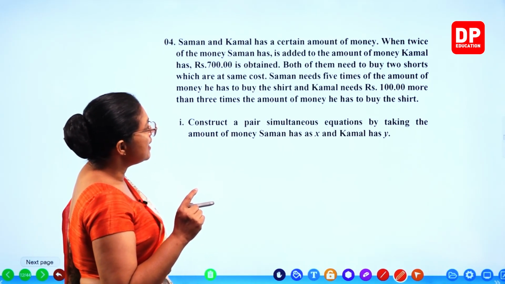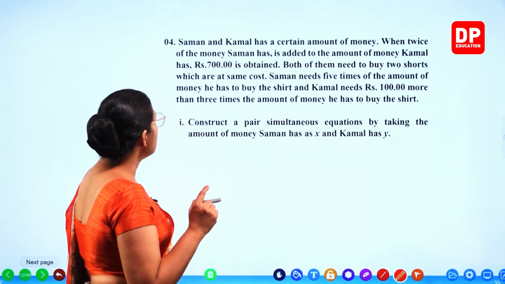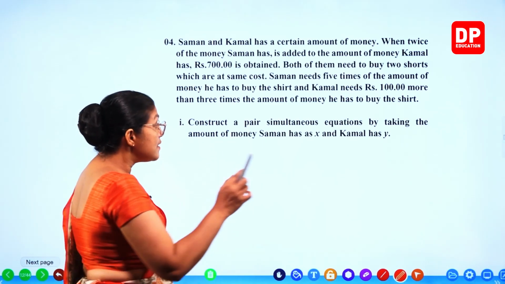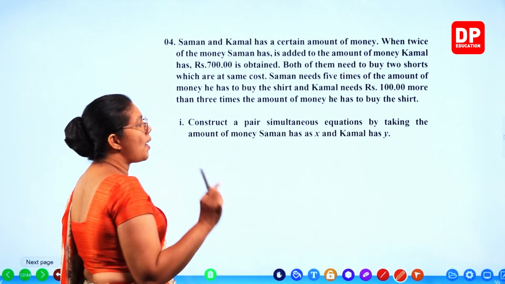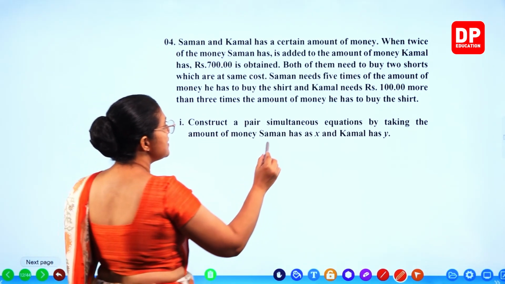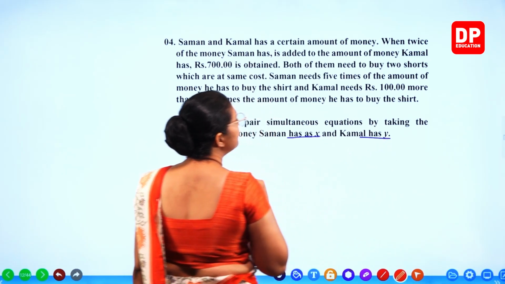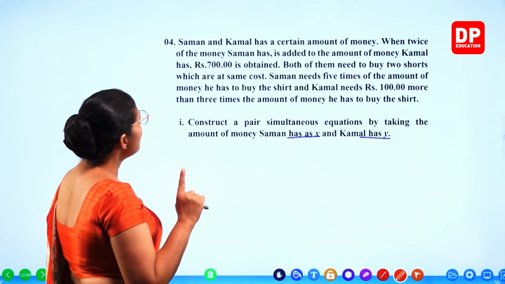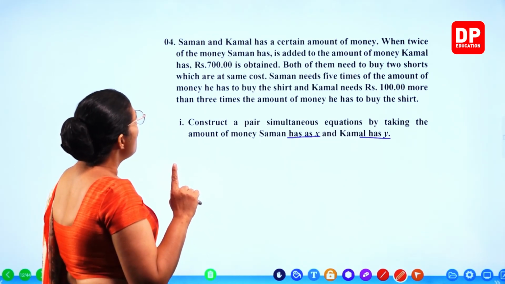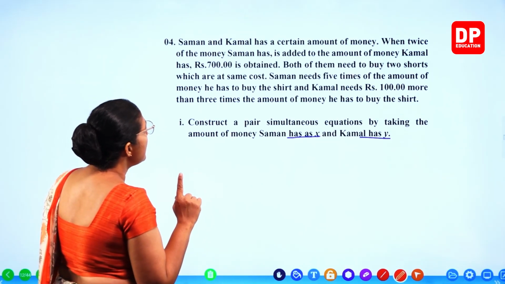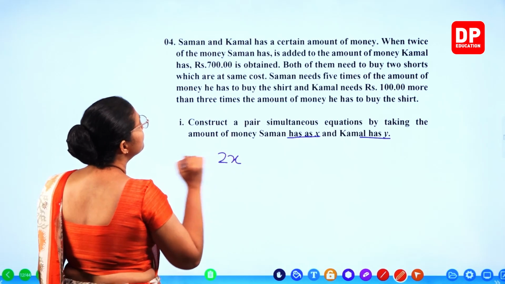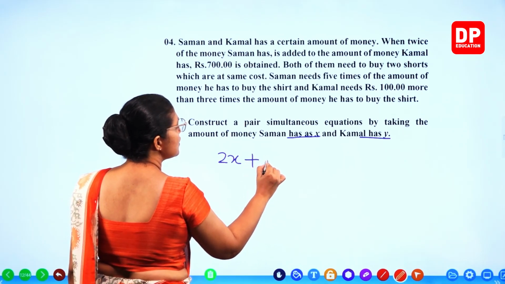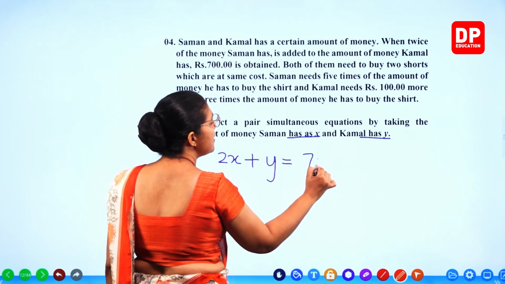Construct a pair of simultaneous equations by taking the amount of money Saman has as x and Kamal has as y. So this is the important part. What is x and what is y? The amount that Saman has is x and this is y. So how do you construct the equation? Look at the first one. It says, when twice the money Saman has, that means 2x, is added to the amount of money Kamal has, that's y, that's equal to 700.